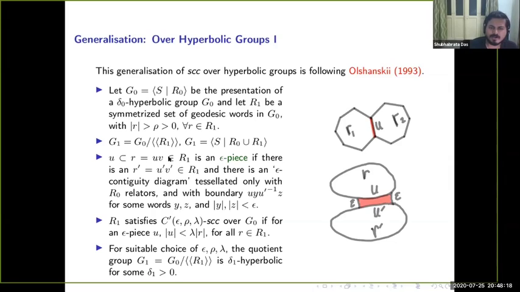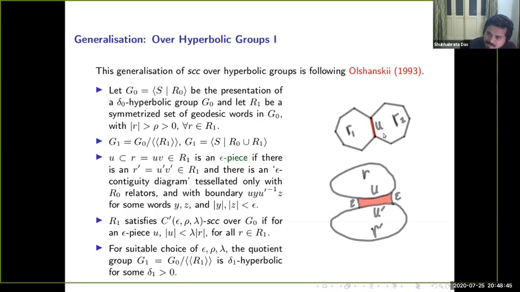So we are not going into the details of these choices, this construction, but intuitively we will see why it is a generalization of the earlier small cancellation theory. Earlier, when we defined a piece, this is a typical situation from classical small cancellation theory. A piece is a subword of a relator where two different relators meet.